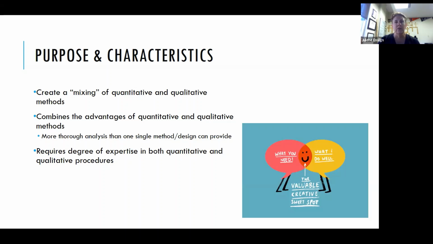Just as a side note, not every research type study would warrant using mixed methods. So it's not superior because it can use both. It just is superior in cases where both is warranted. This does require a degree of expertise in both quantitative and qualitative procedures or methods, because you have to know at least enough about each to make this work.